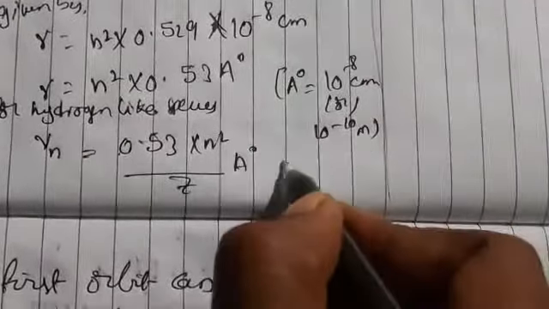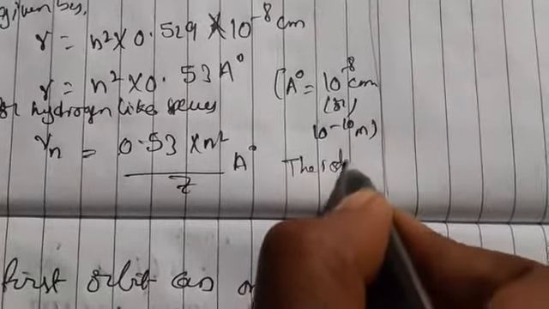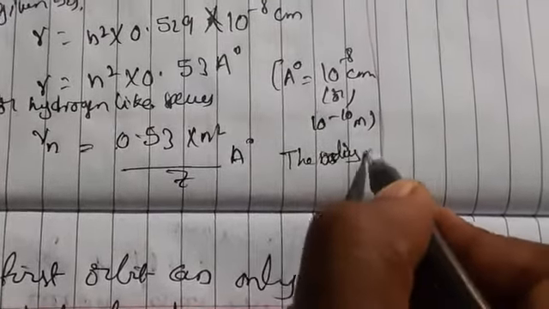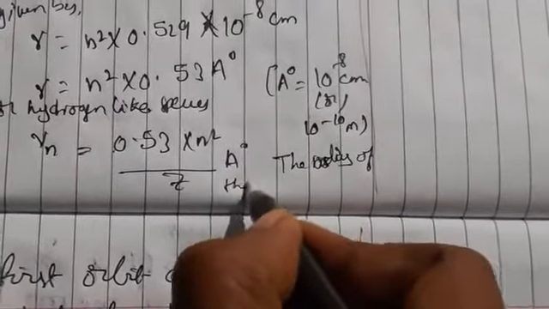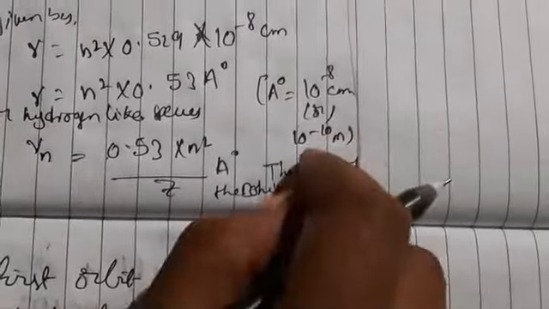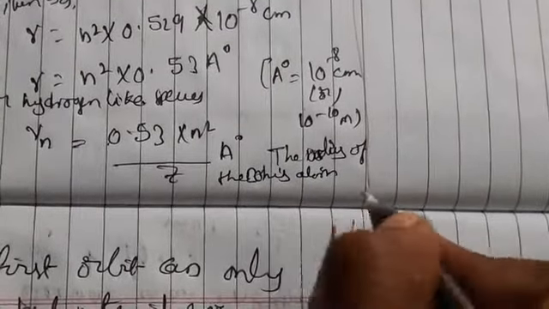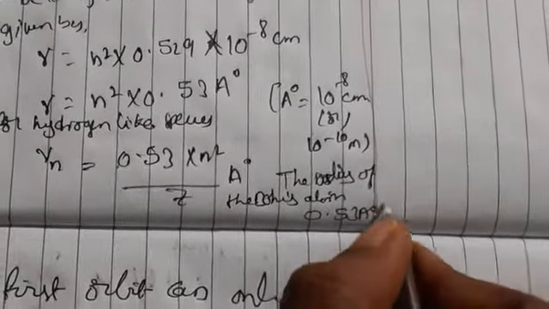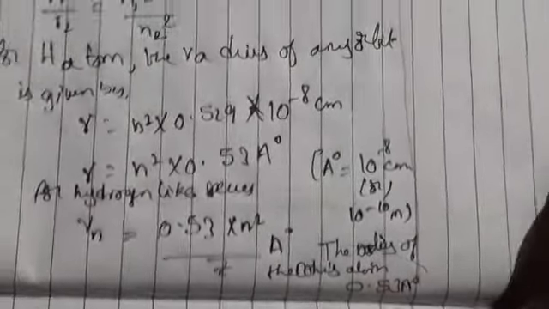Then the radius of the Bohr's orbit, the first Bohr's orbit, is 0.53 angstrom. So this is the first Bohr's orbit, and this is nothing but the radius of the electron.